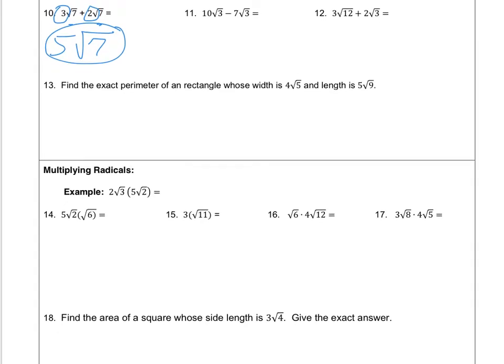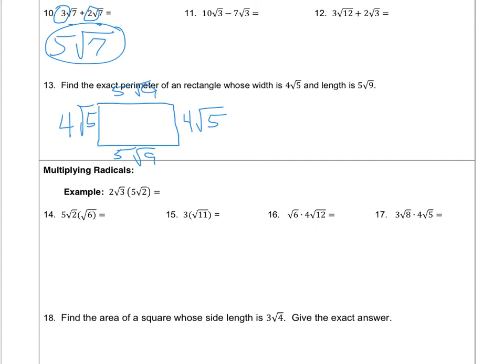All right. So number 13. They want the exact perimeter of a rectangle whose width is 4 times the square root of 5 and the length is 5 square root of 9. So I'm going to give you a visual. We're going to draw a rectangle over here. And so we have one set of sides. Remember, in a rectangle, the opposite sides are congruent because it's a parallelogram. So we got 4 square root of 5. And then the other set of opposite sides are 5 times the square root of 9.